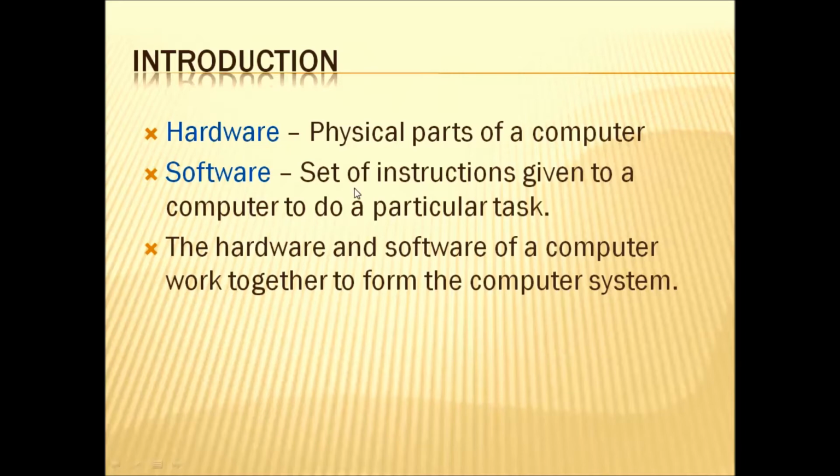Then software. Software is a set of instructions given to a computer to do a particular task. For example, calculator. Calculator is a software used to do some calculations. Then paint. Paint will be installed in your computer itself. Paint is a software used to draw and paint in your computer.